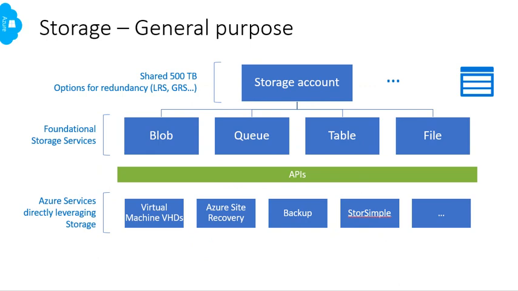Now, storage. General purpose is very common storage. For a storage account, the options for redundancy are LRS, local redundancy, or GRS, across different regions. 500 terabytes max. What options do we have? Blob, queue, table, file. How can we communicate with this? It's via API. And there are Azure services which can consume it directly, like VHD, Azure Site Recovery, Backup, and Storage Explorer.